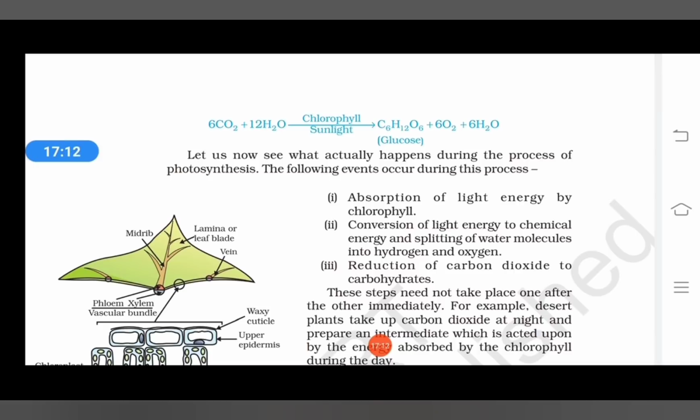So in photosynthesis, the first process is that the chlorophyll absorbs the sunlight. Then the light energy is converted into chemical energy by splitting of the water molecule. As you know, the formula of water is H2O. In this, hydrogen and oxygen are separated. And finally, the reduction of carbon dioxide into carbohydrates.